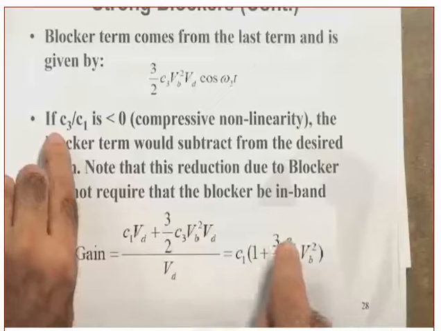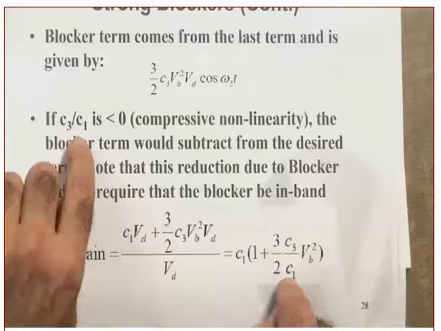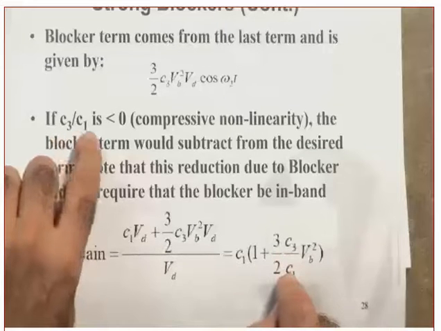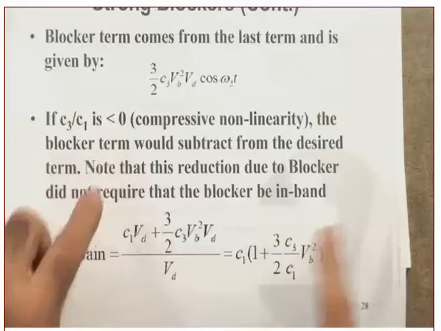Now, if C3 is less than C1, sorry, C3 over C1, I'm sorry, C3 over C1 is what? Negative, which means what? C3 is what? Negative. By the way, could C1 be negative?